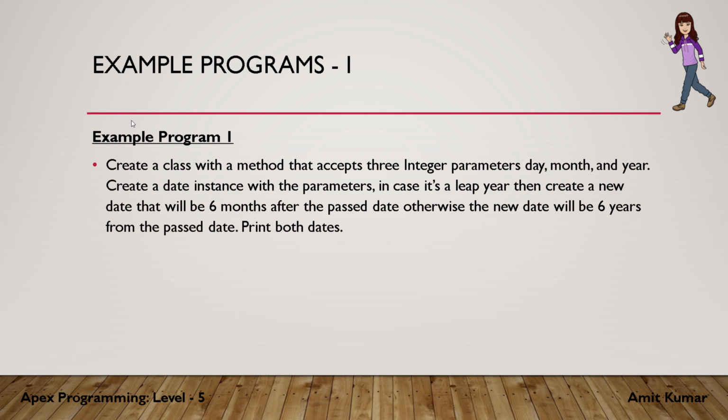Print both the dates. So here we have to create a class in which the method will accept 3 integer parameters, day, month and year. We have to create a date instance with the parameters. In case it's a leap year, then create a new date that will be 6 months after the past date. Otherwise, the new date will be 6 years from the past date. And finally, we have to print both the dates. So let's create the program.